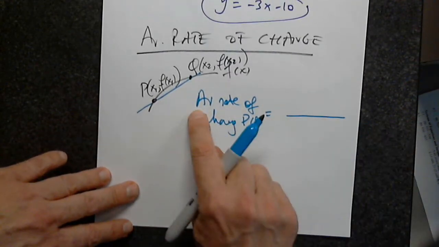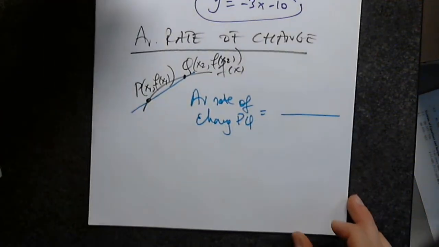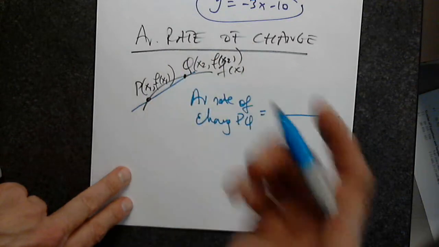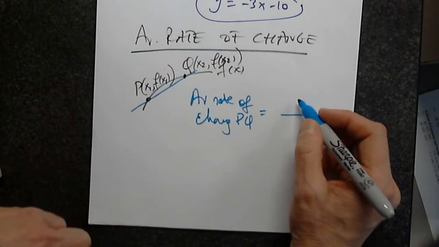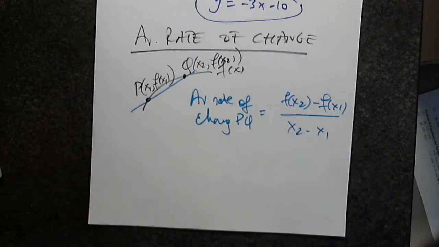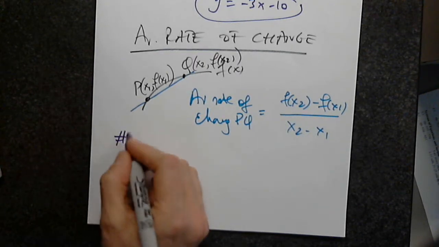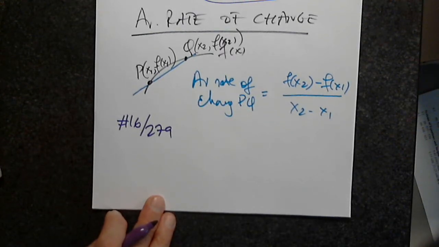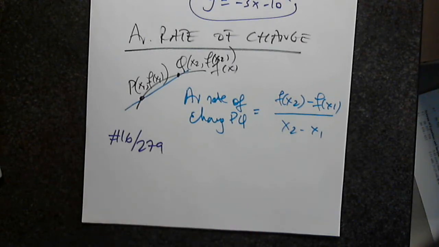Can anyone give us the slope of this line? Excellent. Very good. Let's look at problem 16 on page 279. That's the formula for the average rate of change for a function between any two points. It's y2 minus y1 over x2 minus x1, the same thing, but we like to use f of x2 minus f of x1. Is that okay?